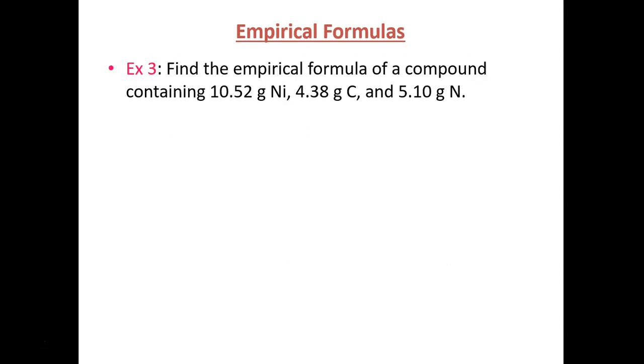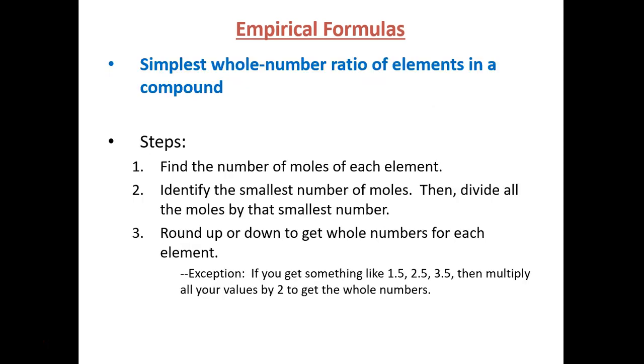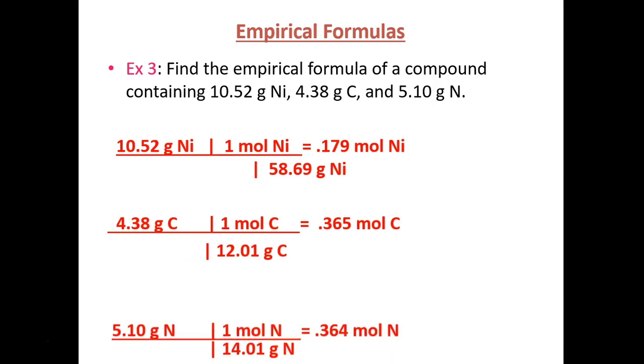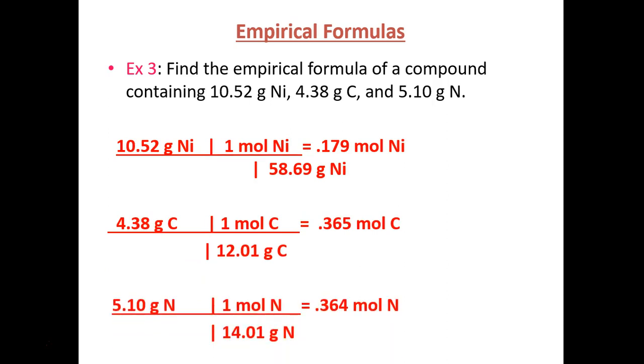So let's do that. Okay, first, it says find the empirical formula of a compound containing 10.52 grams of nickel, 4.38 grams of carbon, and 5.1 grams of nitrogen. All right, so let's look back at our steps. First, we have to find the number of moles of each element. Okay, so converting grams of nickel to moles, grams of carbon to moles, and grams of nitrogen to moles. Okay? Now, I know I can't write my formula as nickel subscript 0.179, carbon subscript 0.365, and nitrogen subscript 0.364. I just can't do that. That's not how we write formulas, because you can't have 0.179 of a nickel atom.